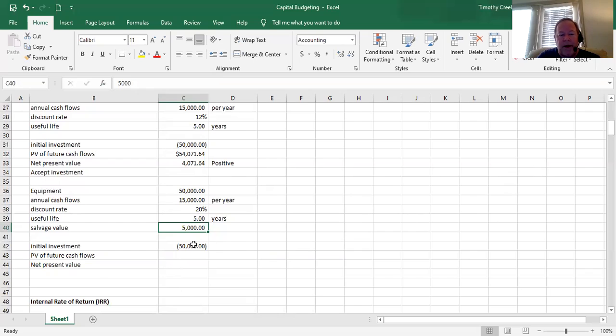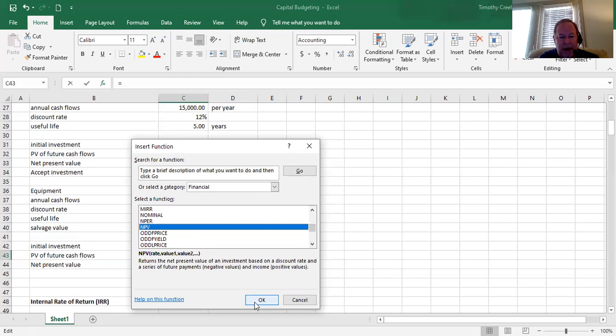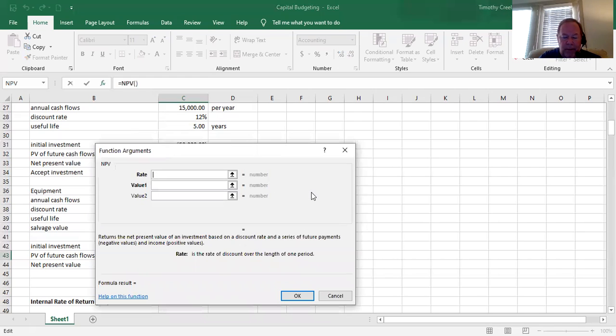So again, we're going to compare the initial investment, which is 50,000, with the present value of the future cash flows. So again, we go up here to insert, and we're on financial right now. And so we're going to go down to NPV for net present value. And we're going to put in the rate this time. So we're going to put in 20% right here. And then we're going to put in the value every year.